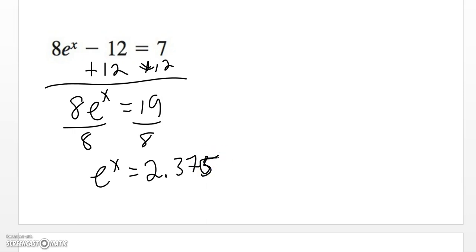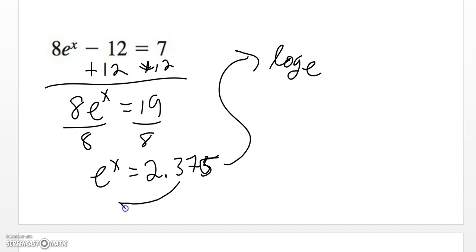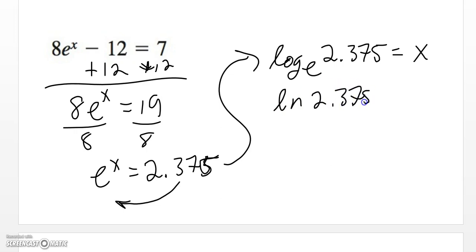Okay, now how do we get the x out of the exponent? We change the form. We make that log base e, and then the 2.375 comes over inside, and the x is there by itself. So again, another name for log base e is natural log. And we can just plug that into the calculator. And that is 0.865.